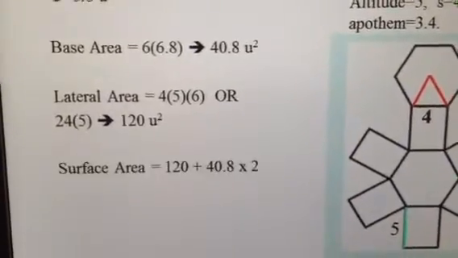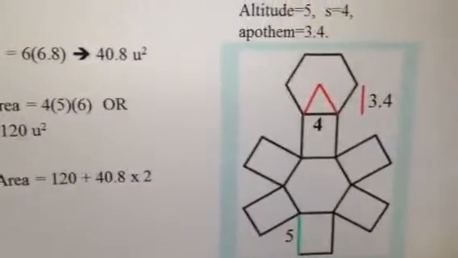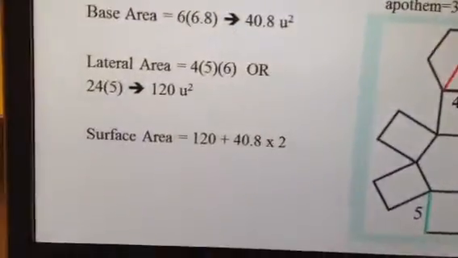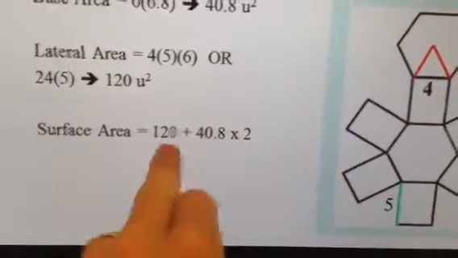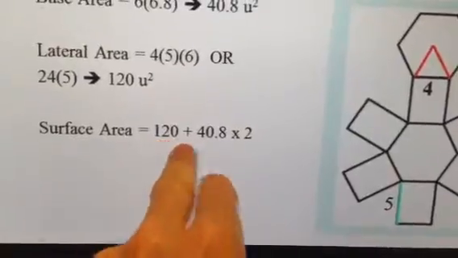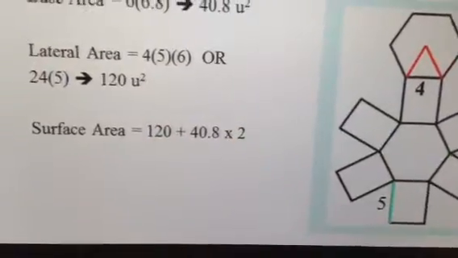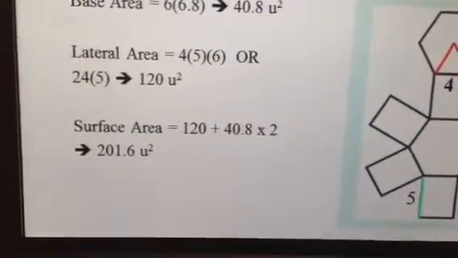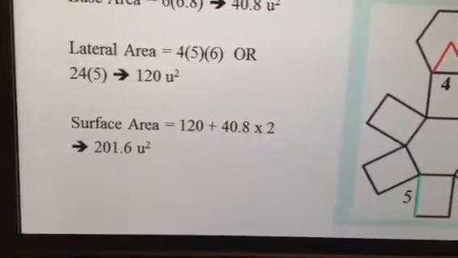And then so my surface area is the 120 plus the 40.8 plus the 40.8. Notice I'm really just doubling this number. I am not doubling the 120. Order of operations, do that first. So my surface area is 201.6.